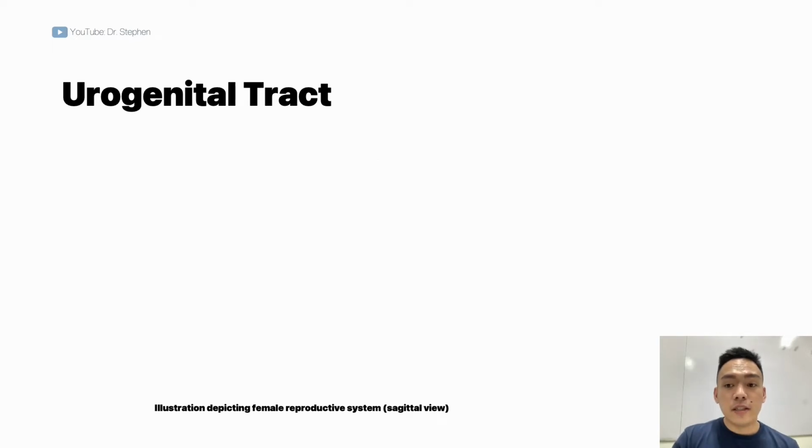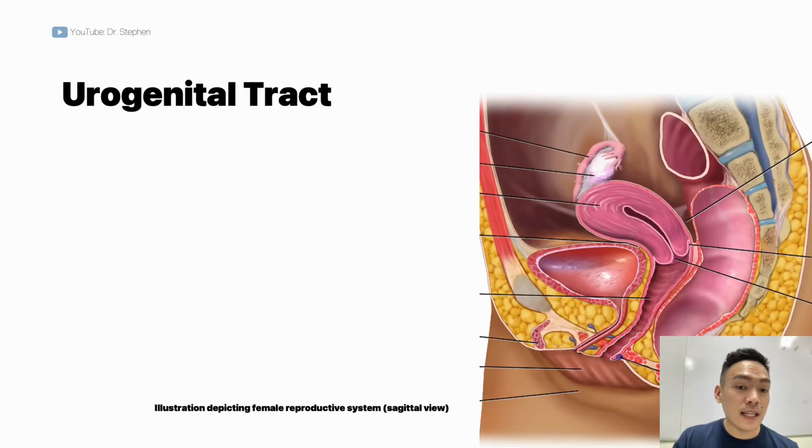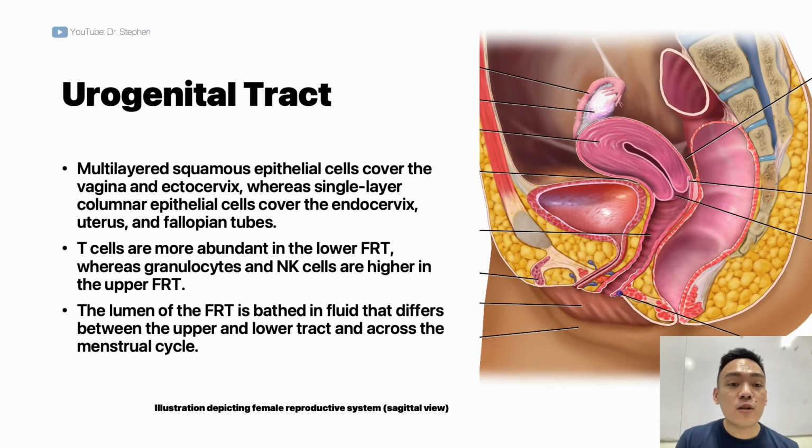In continuation, despite the complex defense mechanisms of your female reproductive tract, accumulating evidence suggests that a window of vulnerability to infection may exist during the secretory phase of your menstrual cycle, which is programmed to function in facilitating fertilization. Multilayered squamous epithelial cells cover your vagina and your ectocervix, whereas single-layer columnar epithelial cells cover the endocervix, uterus, and your fallopian tubes.